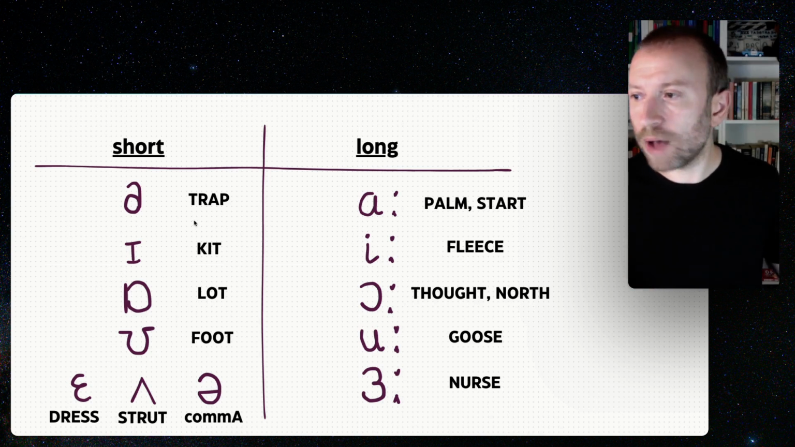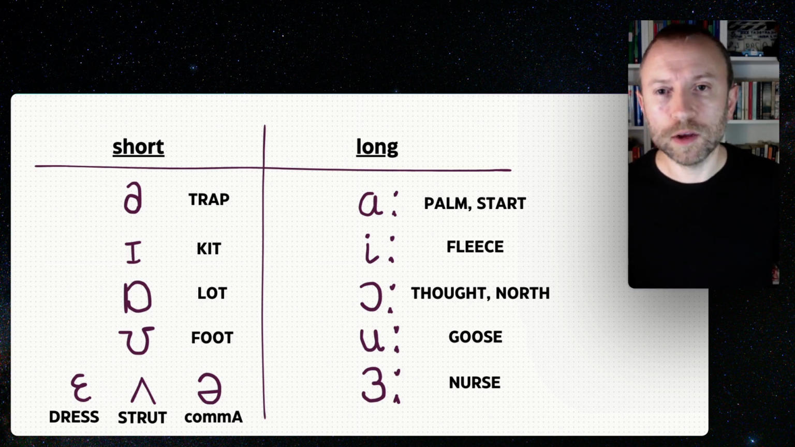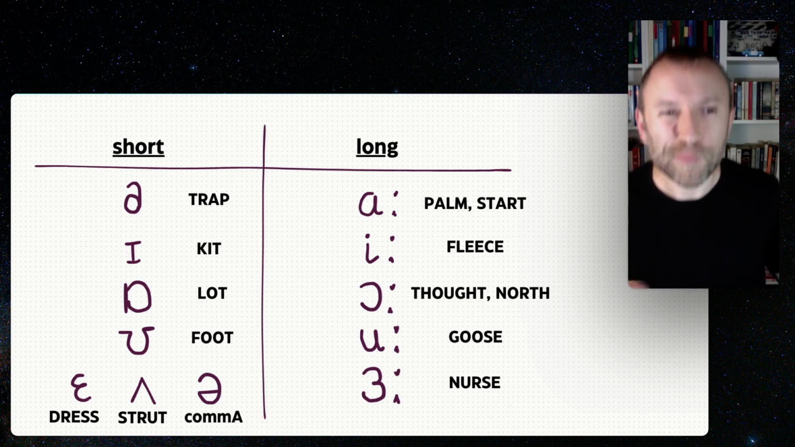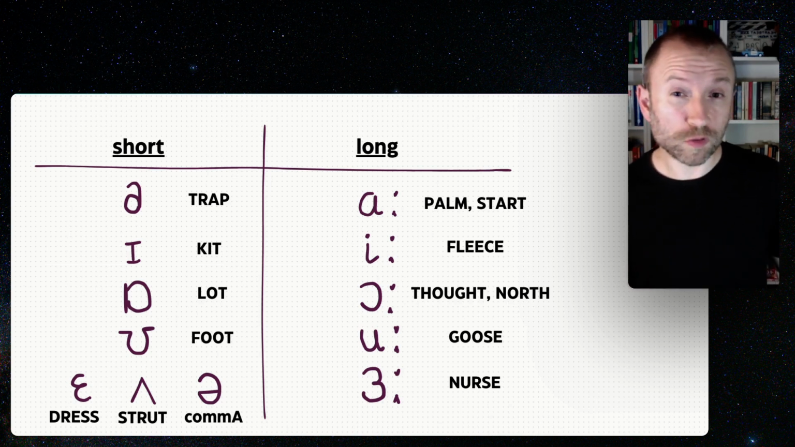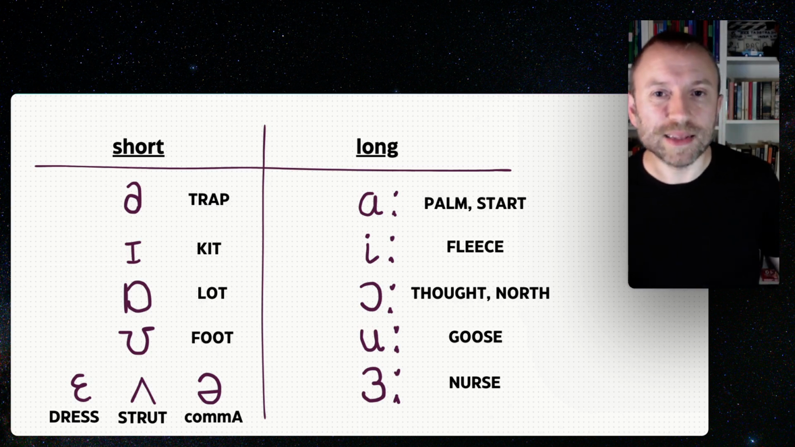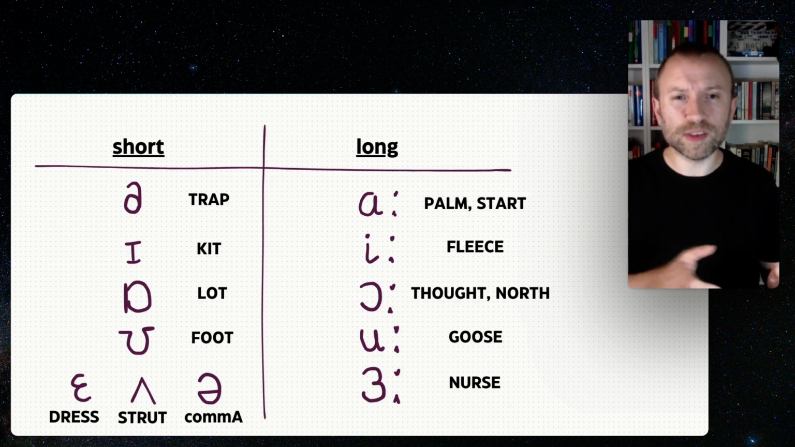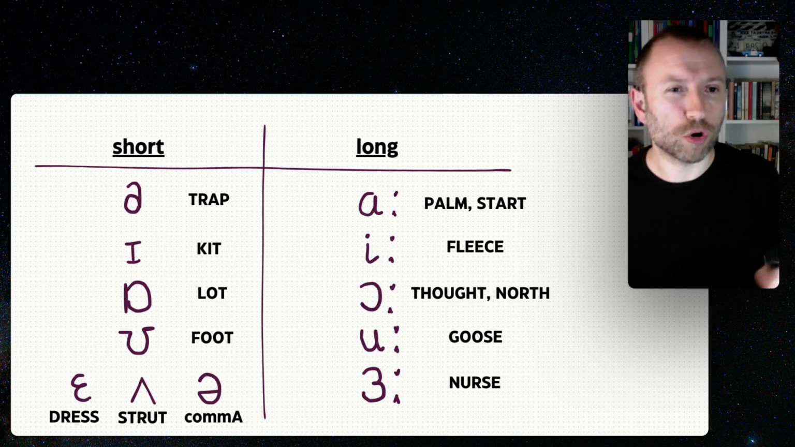So short A would be trap, long A would be palm or start. Short I would be kit, and long E would be fleece. Short O would be lot or cloth, and long O would be thought or north. But it might also be force, or the sound in goat. You can see how even in my idealised short-long pairings, I'm unable to clearly distinguish between the full set of vowels just by describing them as short or long.